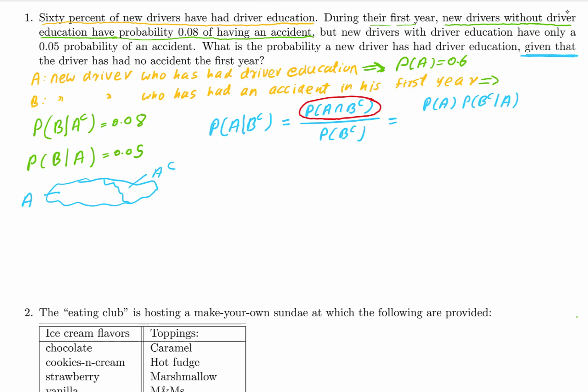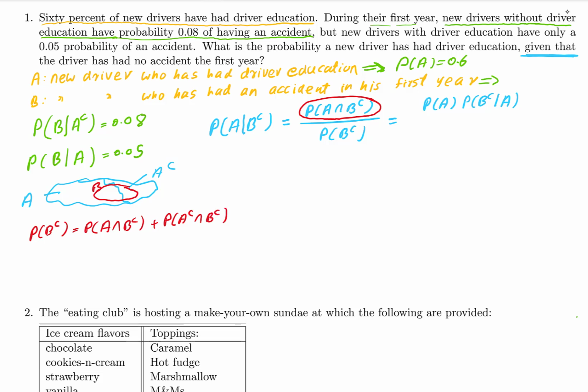Right. In this group, we have both cases. We have drivers who have had an accident in their first year, which I denote as B. Okay, so we need probability of B complement. Therefore, we do have B complement in both cases. So we can write probability of B complement equals probability of A group intersection B complement plus probability of A complement group intersection B complement.